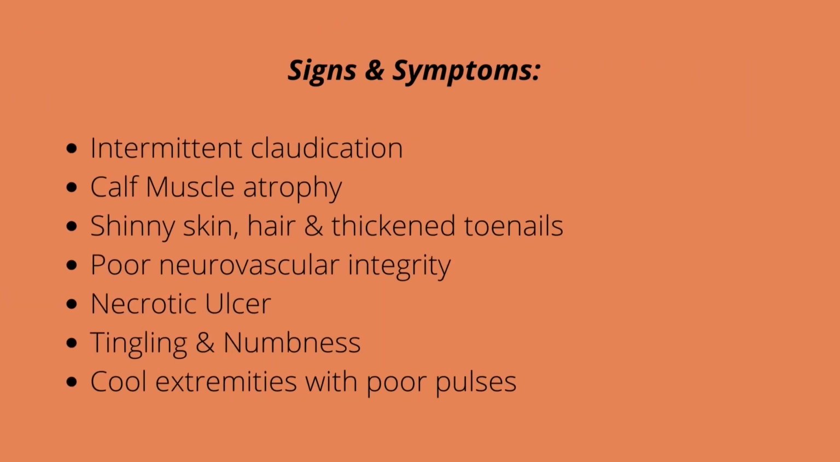Signs and symptoms of these include intermittent claudication, like pain and cramping when walking, which resolves itself with rest. So these are patients, remember, having circulatory issues, and if they're having a lack of oxygen, these cells are not perfusing well. No energy, cramping, right? Calf muscle atrophy, shiny skin, hair loss, and thickened nails due to poor circulation, poor neurovascular integrity, necrotic ulcers that look punched out, with no edema present in the legs because of lack of circulation, tingling and numbness of the toes, and cold extremities with poor pulses. Those are common signs and symptoms for peripheral artery disease.